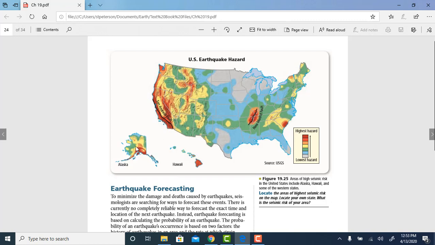But it's interesting to point out, here is the highest risk area in Alaska, Hawaii right there, right along the San Andreas Fault, of course, and California. And then there's also this fault here in southern Illinois. It's called the New Madrid Fault. And this is the fault that was responsible for probably the most major earthquake Illinois has ever had. And we're going to watch a video on that next week.